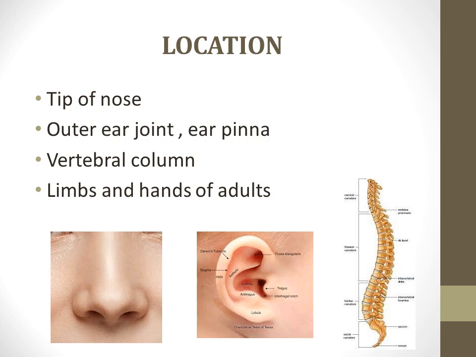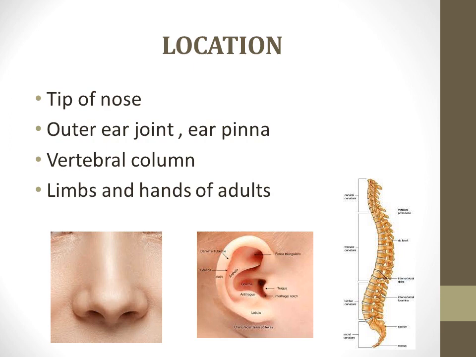Cartilage tissue is also present in our body. As we said already, cartilage tissue may become bones in the adult, and moreover in the human body it is present as a tissue in some regions. That is the tip of the nose. You know the tip of the nose is very flexible, so that area has cartilage tissue. Then the outer ear joint, where the outer ear is joined with the head region, is cartilaginous tissue.